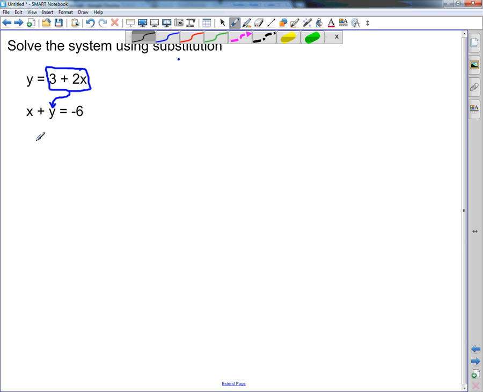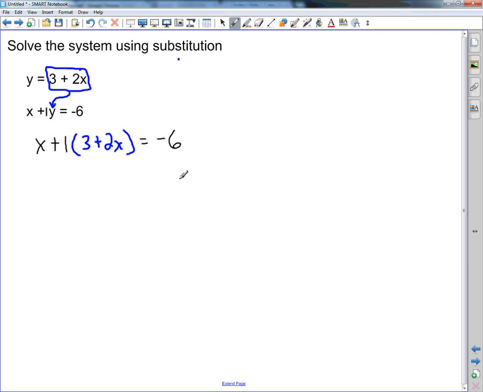So the x stays the same, plus, we have a 1 in front. We don't have to write the 1 here, but if this was a 3, you would want the 3. So if you want to get in the habit of just writing the 1 there, just so you remind yourself that if there is a coefficient, we want to include it. So I'm changing y for 3 plus 2x, or substituting it. And this equals -6.